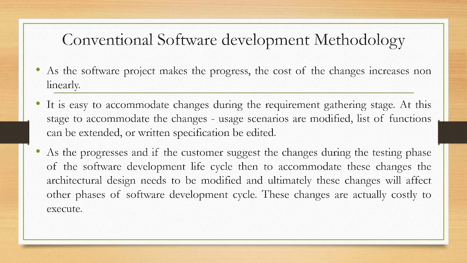The next one is the conventional software development methodology. In the conventional method, the cost of changes increases non-linearly. It is easy to accommodate changes during the requirements gathering stage. At this stage, to accommodate the changes, usage scenarios are modified, the list of functions can be extended, or written specifications can be edited.